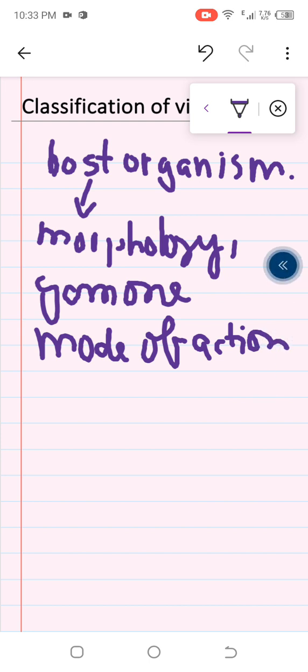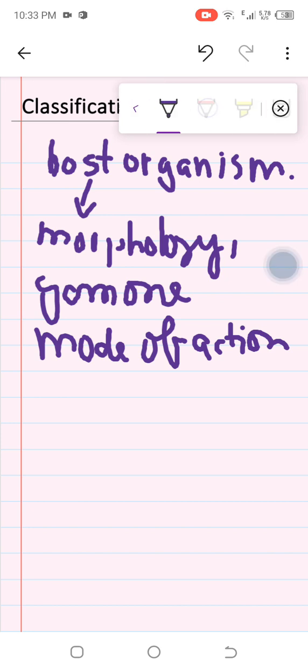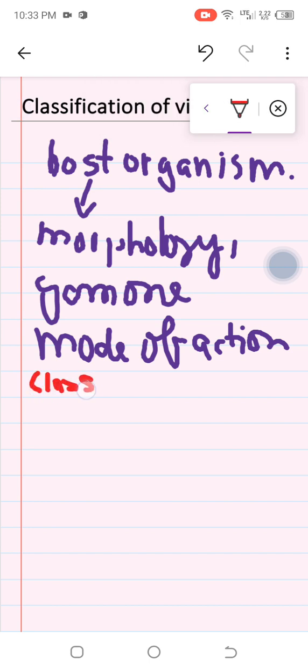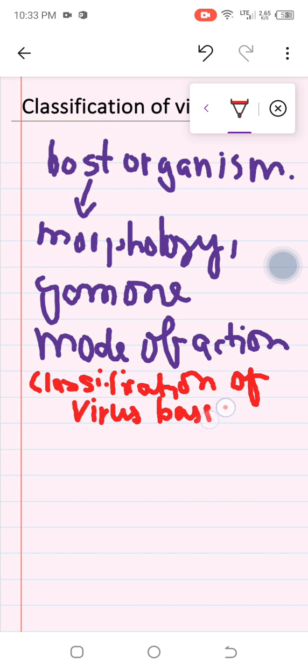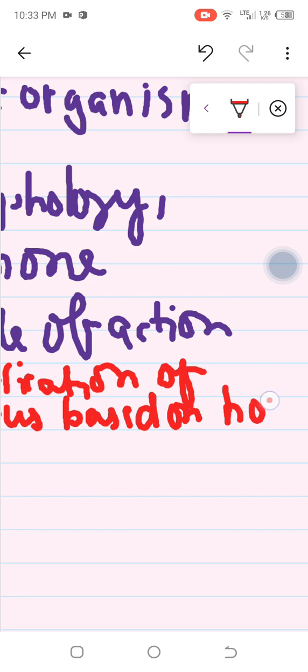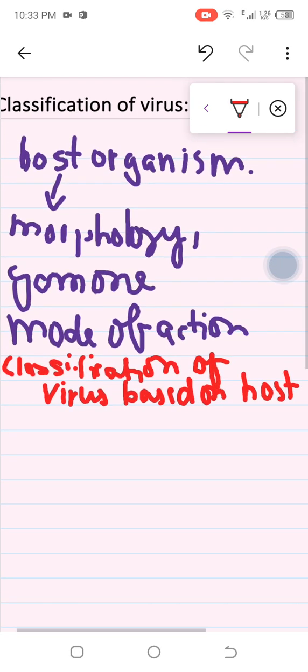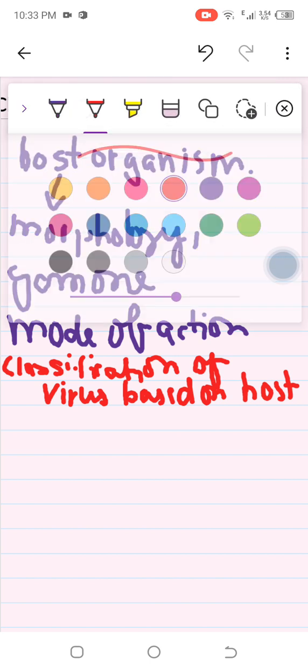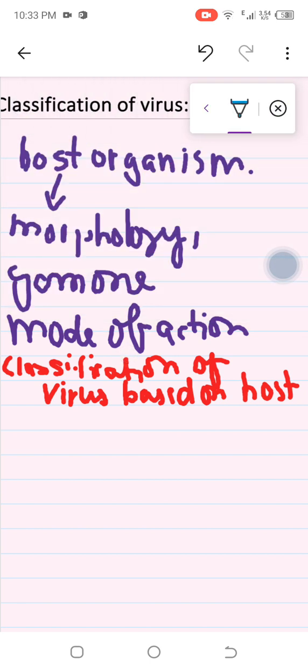Fine. So first we're going to discuss the classification of virus based on the host. Classification of virus based on host. As you can easily identify, the virus is classified on the basis of their host. So that is in three types.